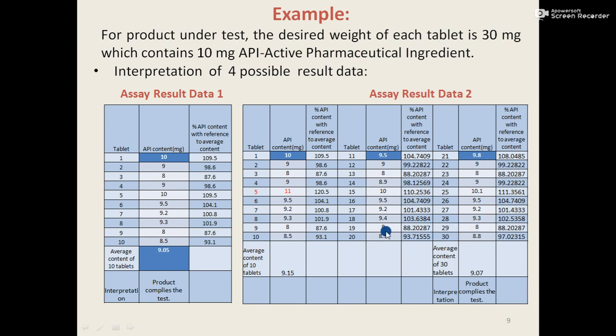So now based on the data of all 30 tablets, we can see here that out of the 30 tablets, only one tablet deviates from the percentage limit that is specified, but none of the tablets is outside the limit of 75 to 125% with reference to average content. This indicates that the product complies with the test.